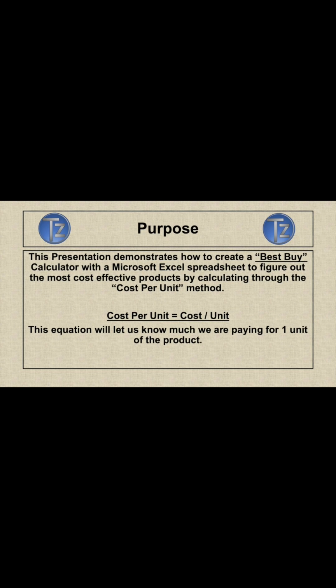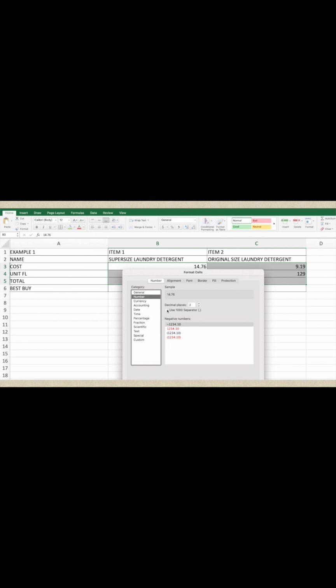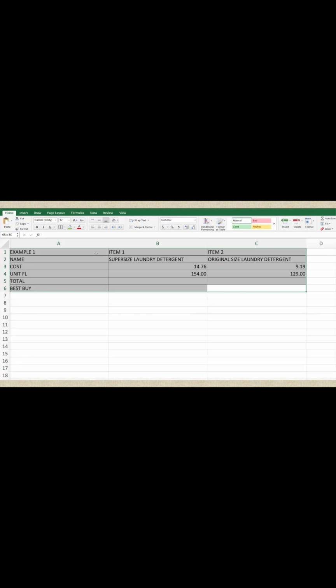In less than 10 minutes, this short presentation provides a simple demonstration on how to create a best buy calculator with a Microsoft Excel spreadsheet.